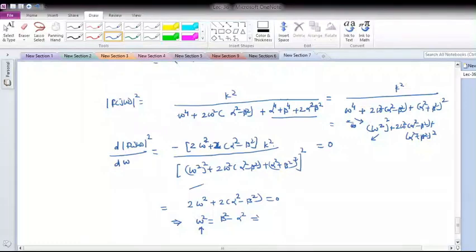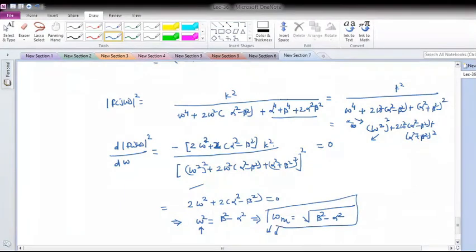Okay, so what will be this maximum frequency? I will write omega m, which indicates the frequency where I am getting the maximum magnitude, and let me call it the maximum frequency, which is the square root of beta square minus alpha square. So this is basically called the maximum frequency.